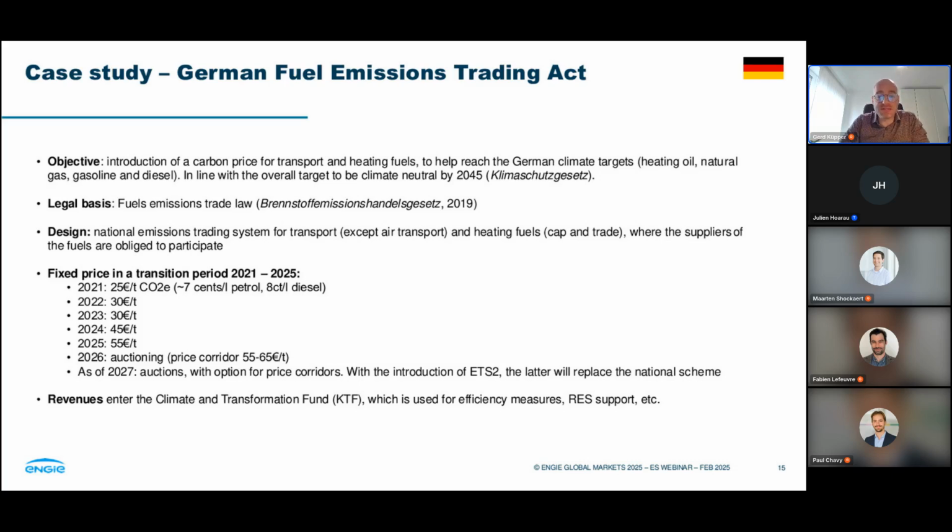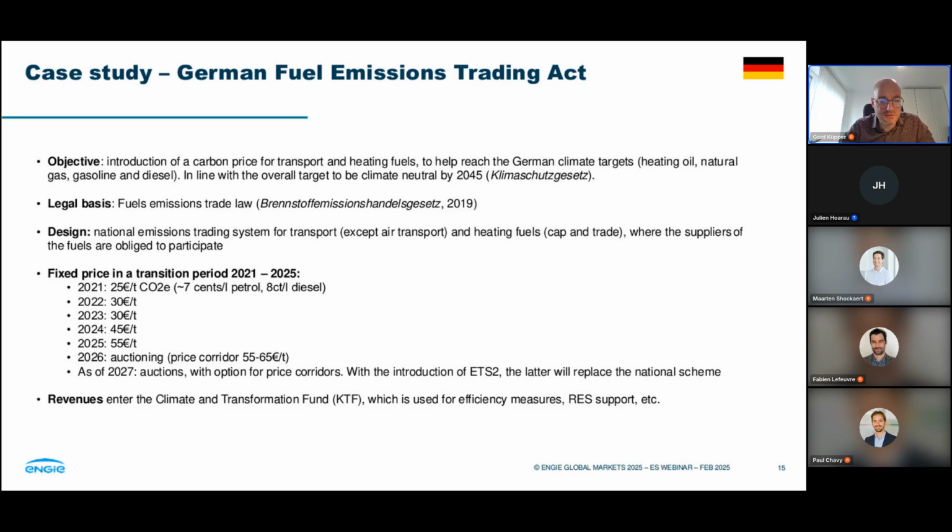It's meant to be a trading system, a cap and trade like the ETS2 or the existing ETS, where the suppliers of fuels have to participate and buy certificates for the emissions related to the fuels they sell. And there is also a transition phase that is planned. So in the first phase, there's no endogenous price that comes out of the trading. The price of the allowance is fixed, going from 25 euros per ton in 21 to now in 25, 55 euros per ton. So as of next year, the idea is that Germany will converge to a price that is set by the interaction of demand and supply of allowances, with nevertheless a price corridor.